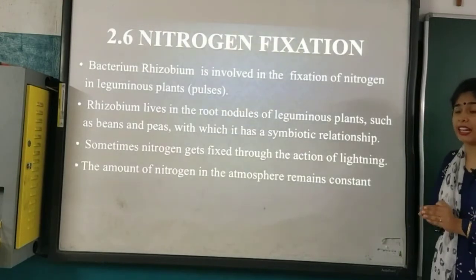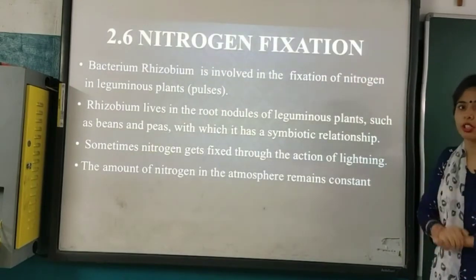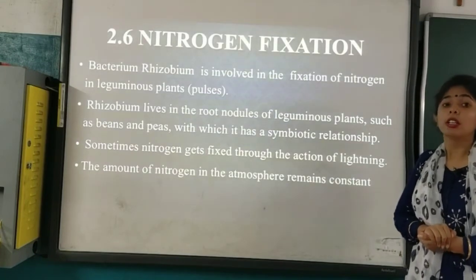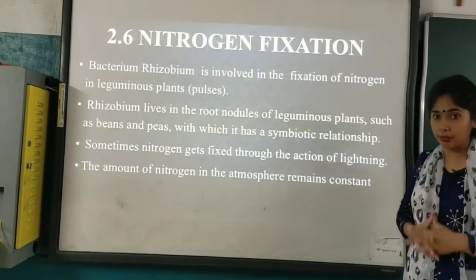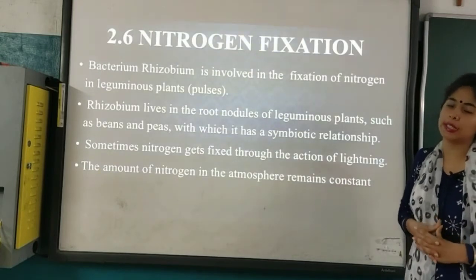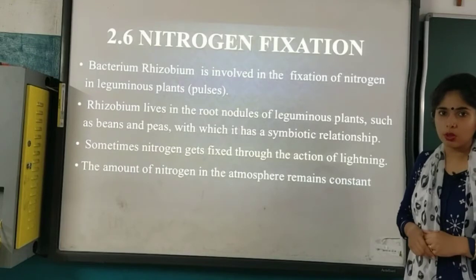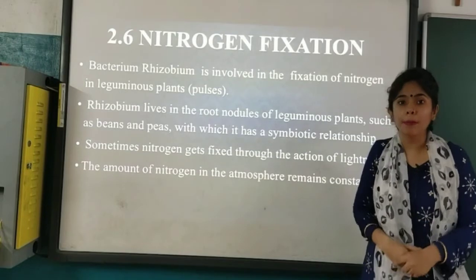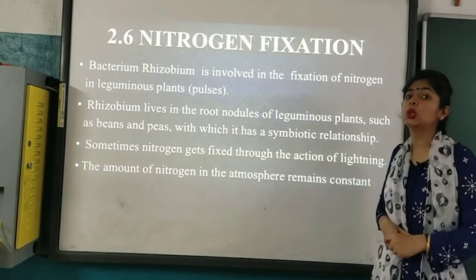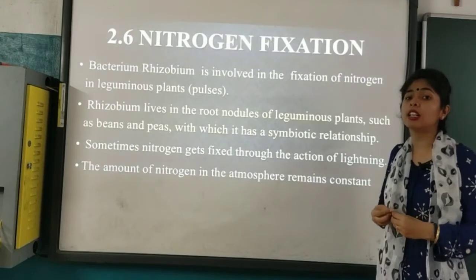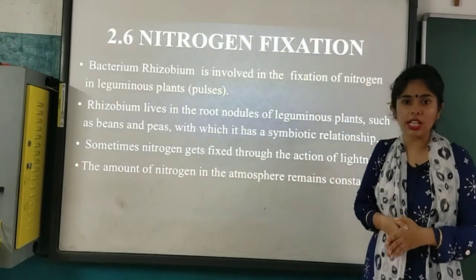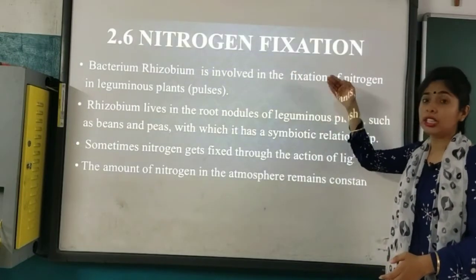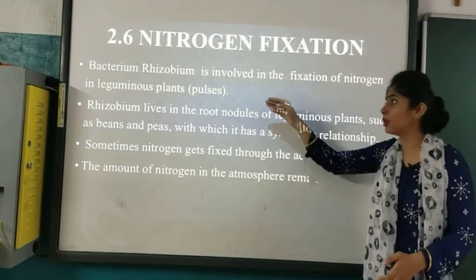Now our next topic, that is nitrogen fixation. So how does nitrogen fixation occur? Nitrogen is present in our atmosphere in the highest amount, that is 78%. Okay, that is the highest amount. Bacterium, that is Rhizobium bacteria. What does it do? It is the most important in fixing nitrogen in the soil. Bacterium Rhizobium is involved in the fixation of nitrogen in leguminous plants.